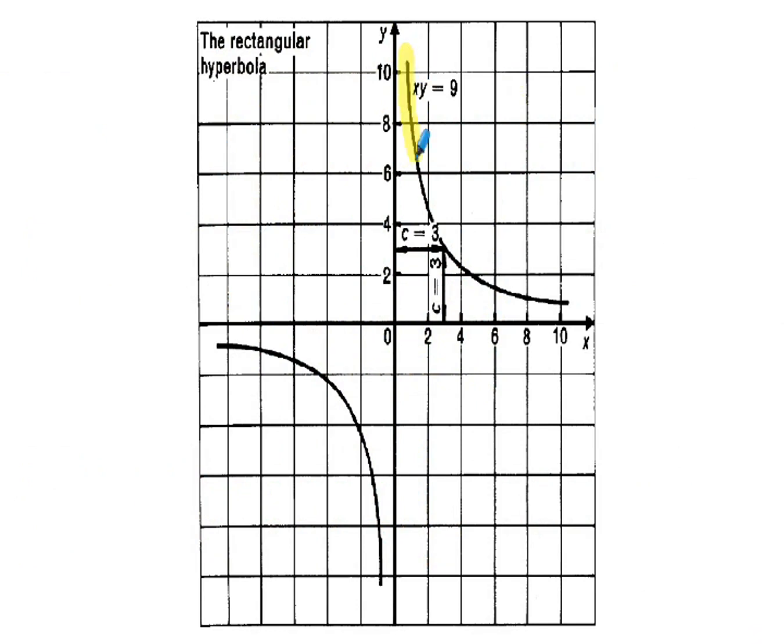Here's a plot of our rectangular hyperbola on the positive side of the x-axis and on the negative side of the x-axis. Notice that c is equal to 3 defines this point here.